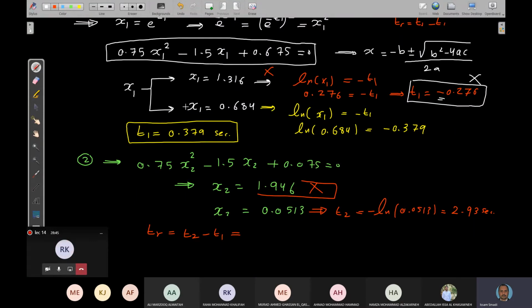This one minus this one. So this will equal to what? 2.55. 53? Or 35? Or 55. Okay, 55.